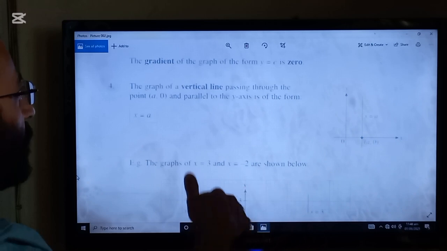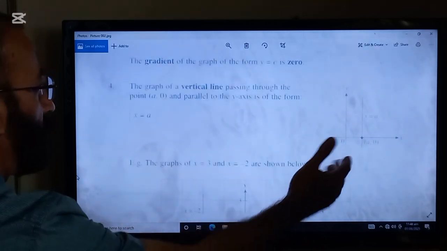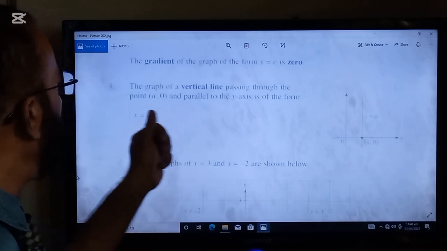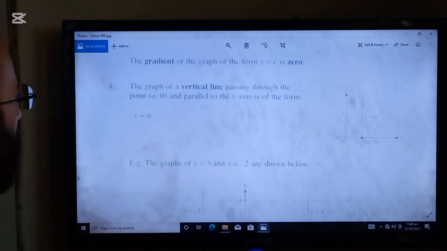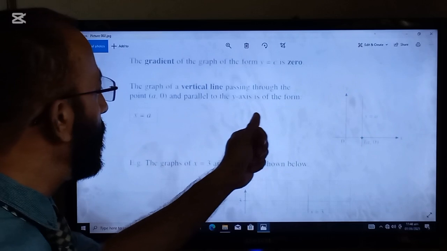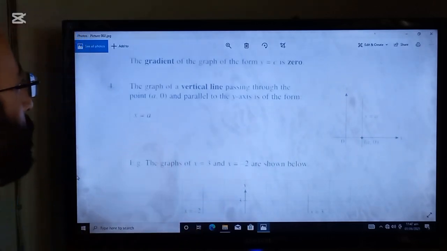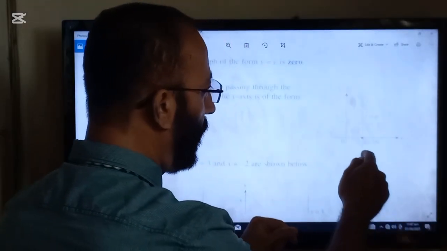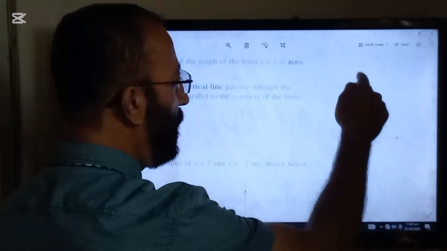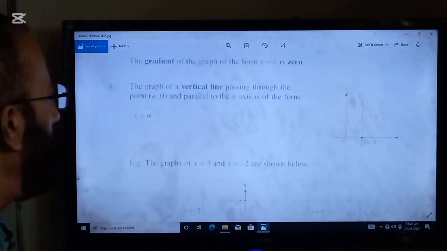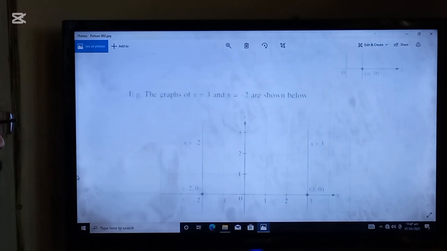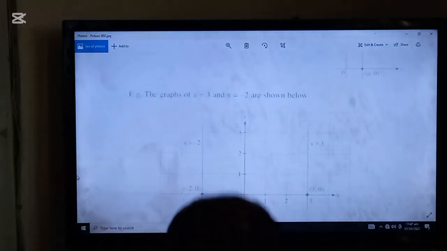The totally opposite of the previous graph is of this form. The graph of a vertical line passing through the point (a, 0) and parallel to the y-axis is of the form x = a. And this will be the shape of the graph. The graph passing through the point (a, 0) will be parallel to the y-axis and will be of the form x = a. And here are some examples.